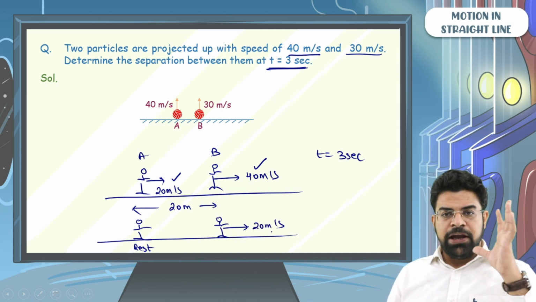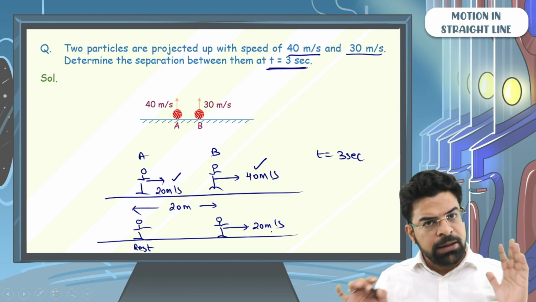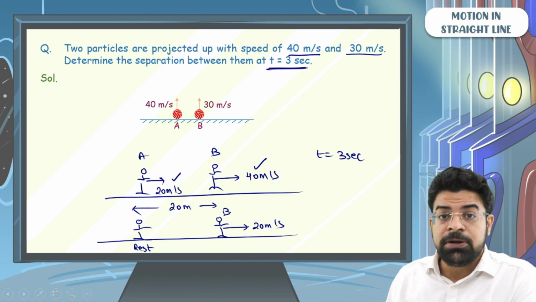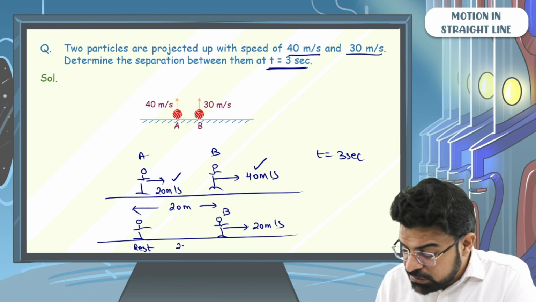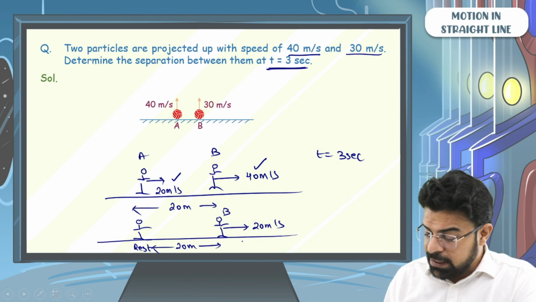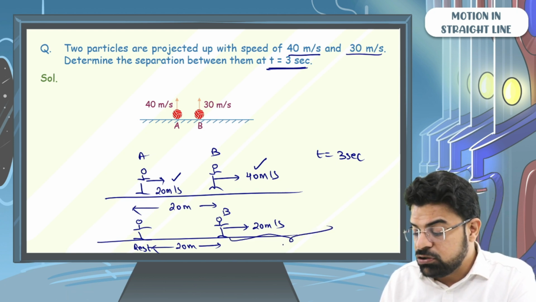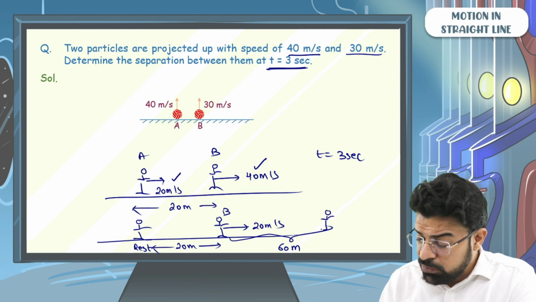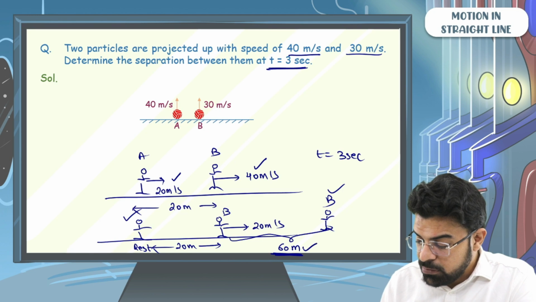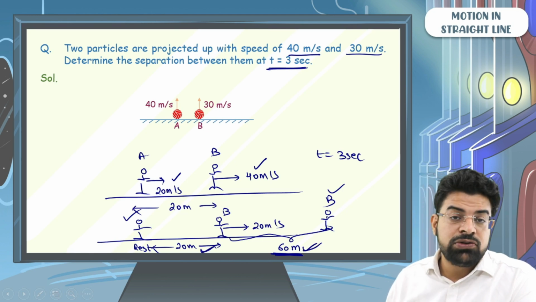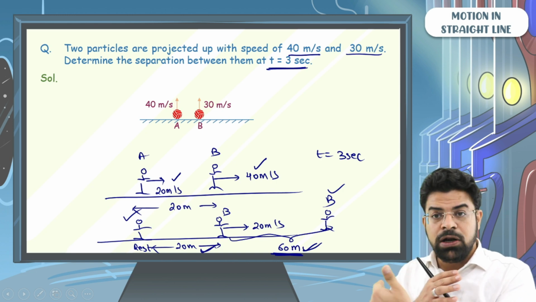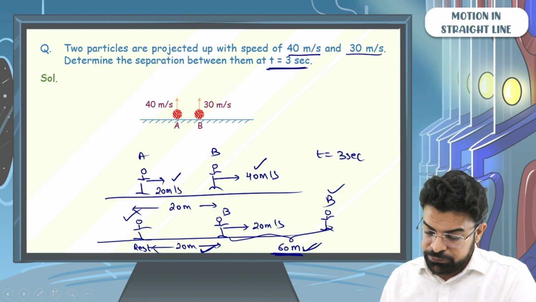So in the frame of A, A will say, I am fixed, I am static, I am not moving at all. This person B has a velocity of 20 meter per second towards right, and the initial separation between me and B is 20. So in time equals to 3 seconds, B will move forward by a distance 20 into 3, that is 60 meter. So the separation of B from A will become 60 plus 20, which is 80 meter. So in 3 seconds, the separation will increase from 20 and become equal to 80 meter.